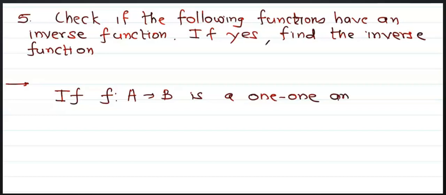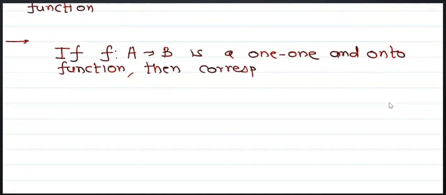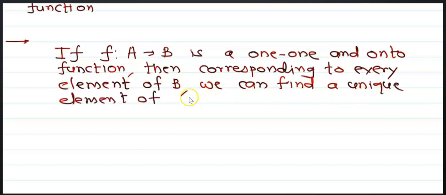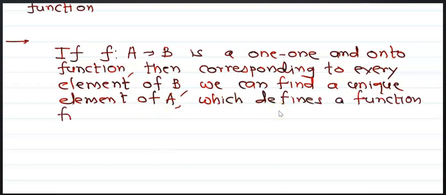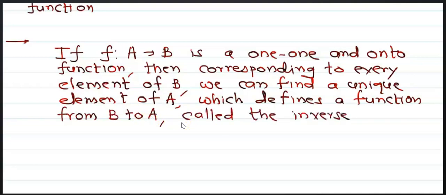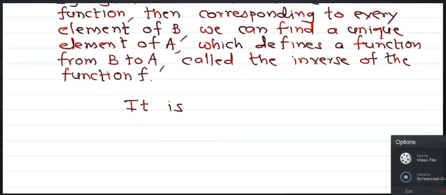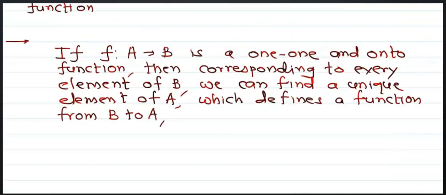If a function f from A to B is one-one and onto function, then corresponding to every element of B, we can find a unique element of A which defines a function from B to A, called the inverse of the function f. Now you can see this here, the definition.